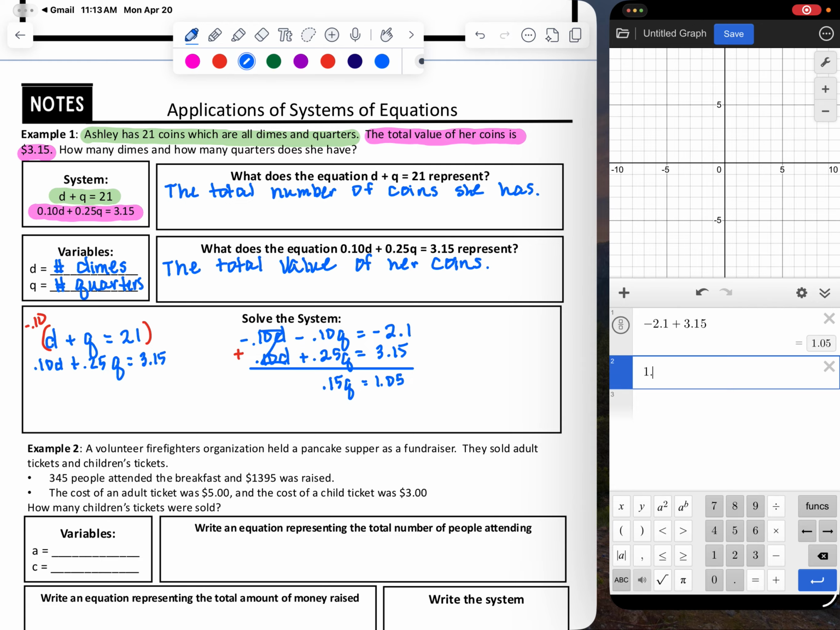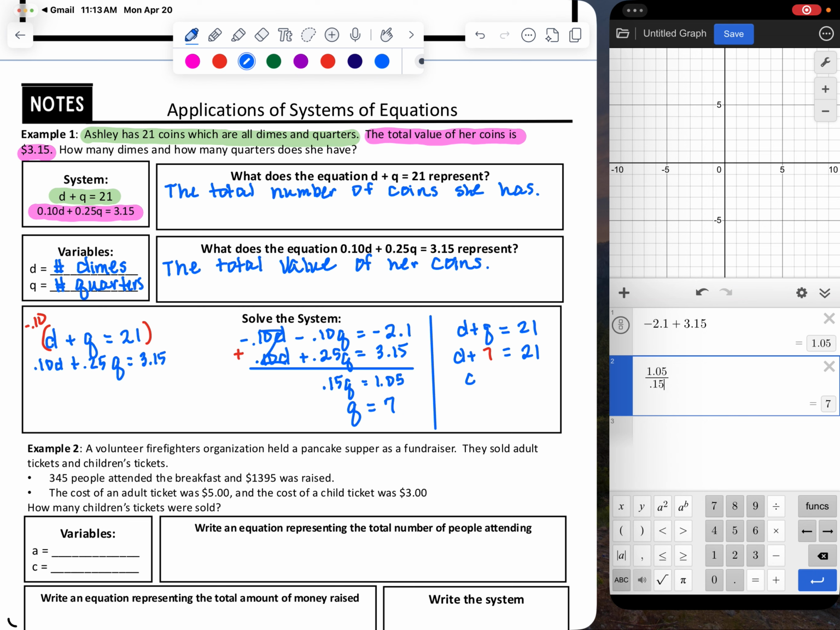So 1.05 divided by 0.15 gives me Q is equal to 7. So now I know the number of quarters. To find the number of dimes, I'm going to take my top equation, D plus Q equals 21, and plug in a 7 for the number of quarters and solve for the number of dimes. So subtract 7 from both sides. 21 minus 7 gives me 14.